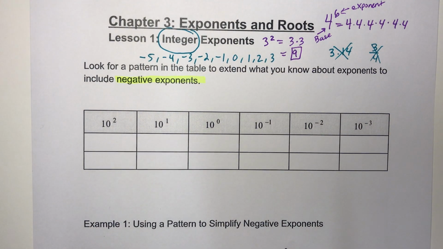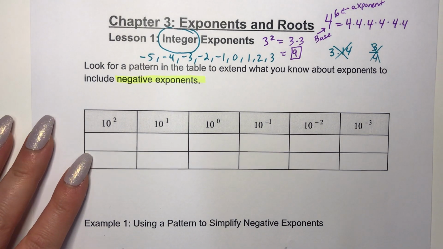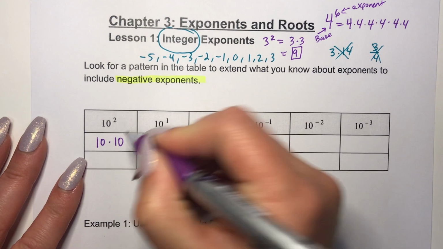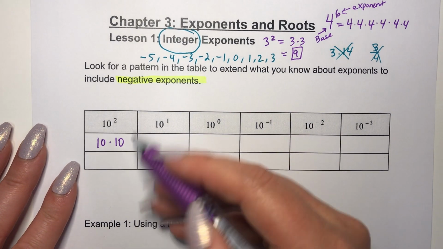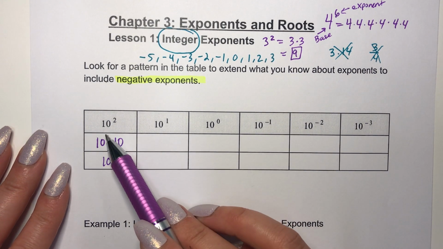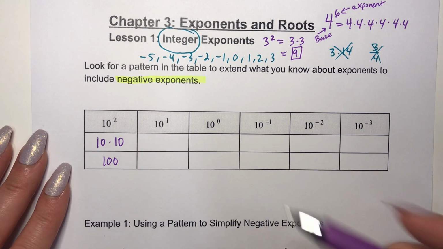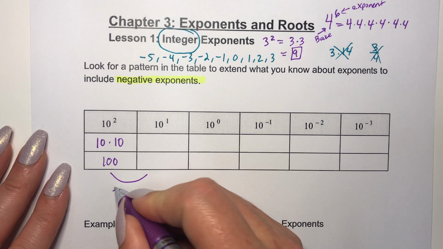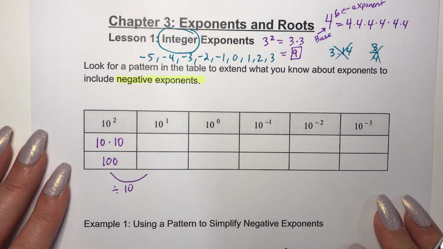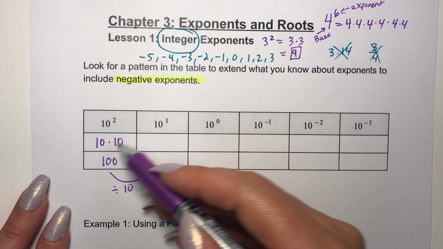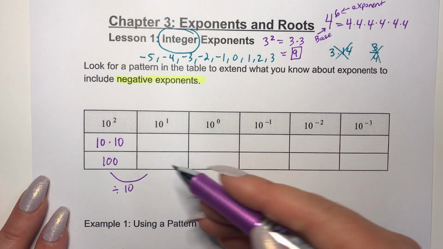All right, cool. So let's talk about 10 squared. Well, we know 10 squared is the same thing as 10 times 10, right? And 10 times 10 is 100. Now, when we go from 10 squared to 10 to the first power, what we're doing is dividing by 10.